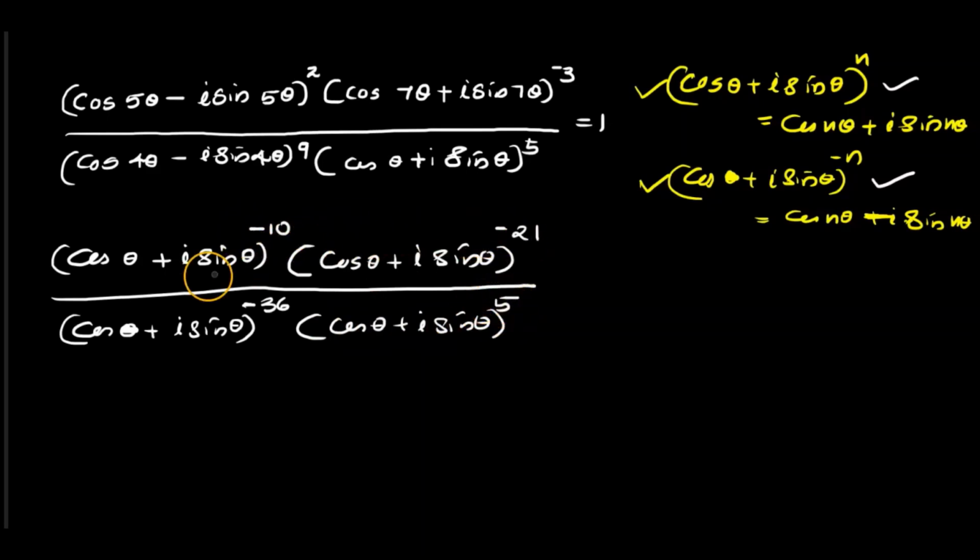Now add these powers. All terms are cos theta plus i sin theta with different powers. So add the powers. This is minus 10 minus 21, that means minus 31. And minus 36 plus 5 is again minus 31. That means these are the same value. So this is equal to 1. Hence proved.